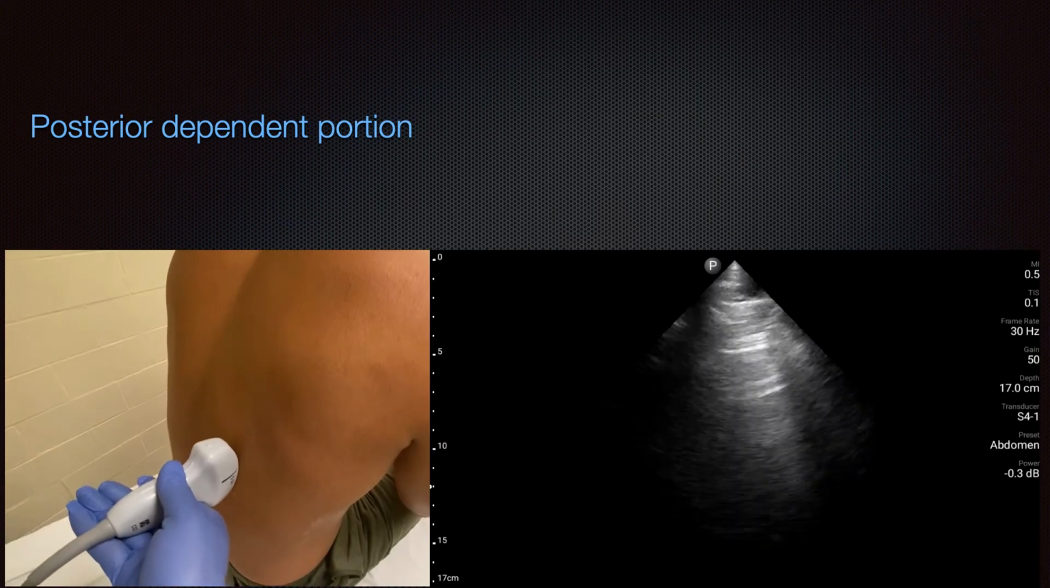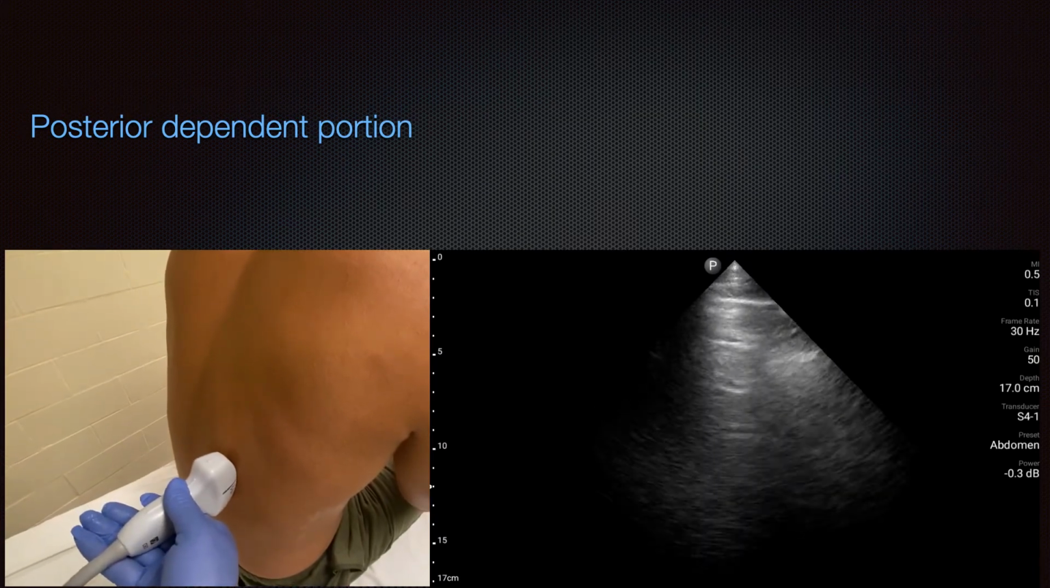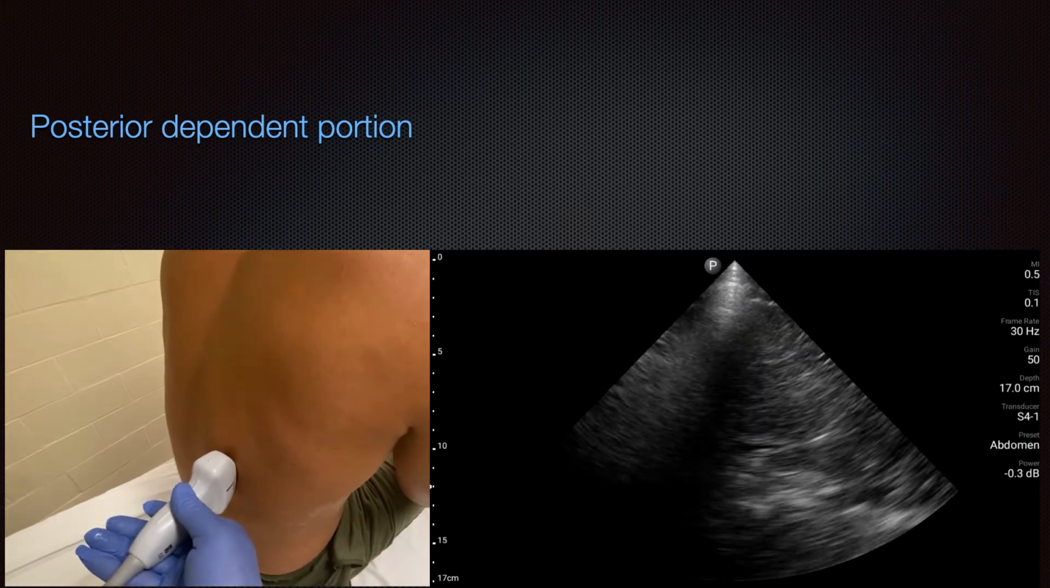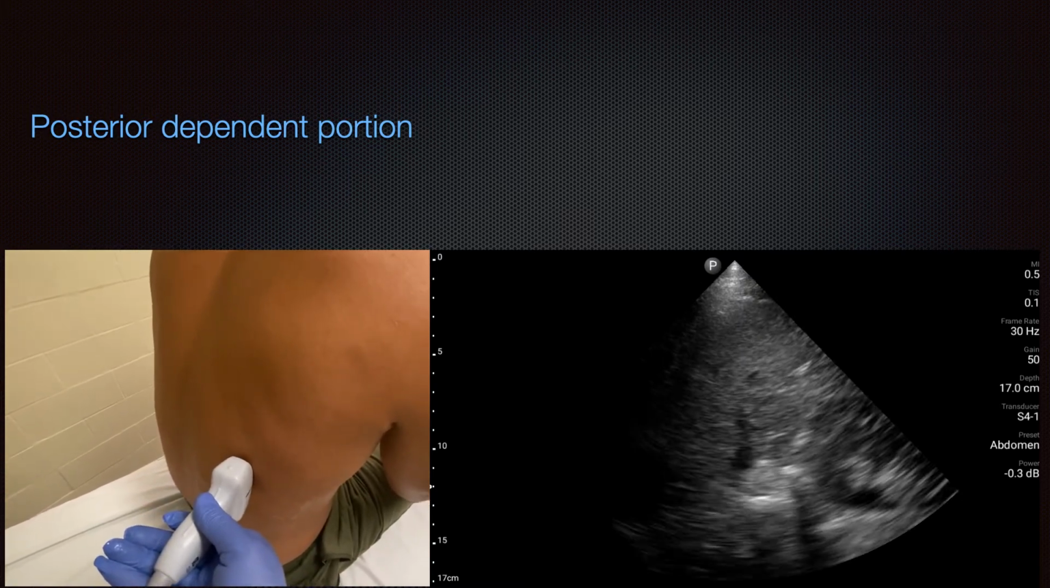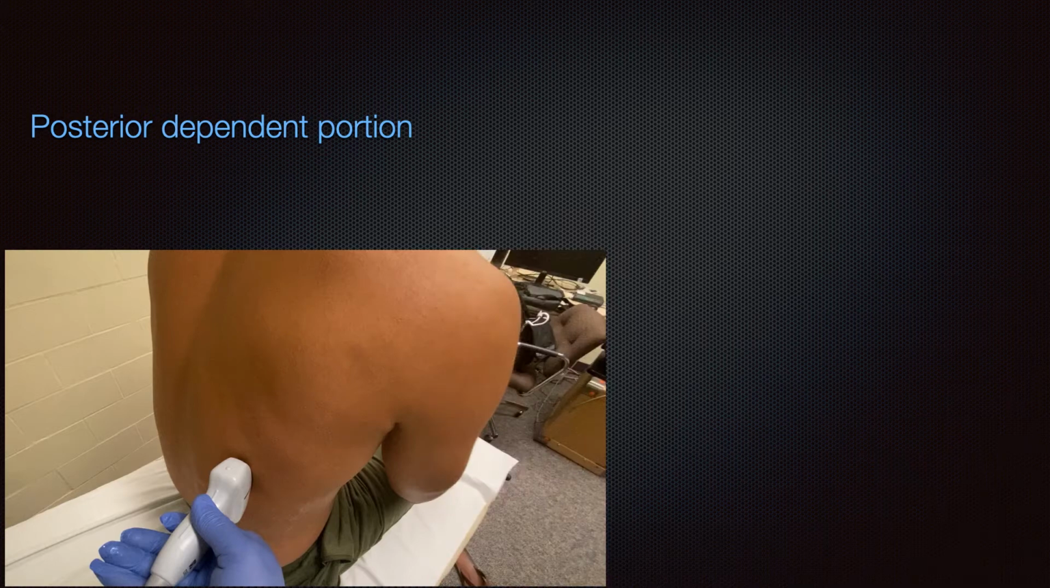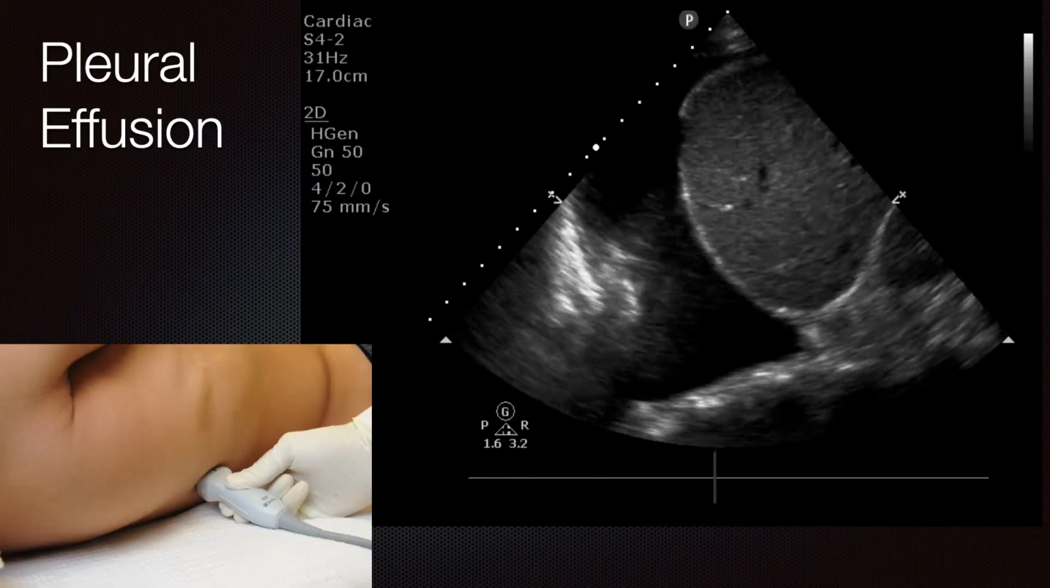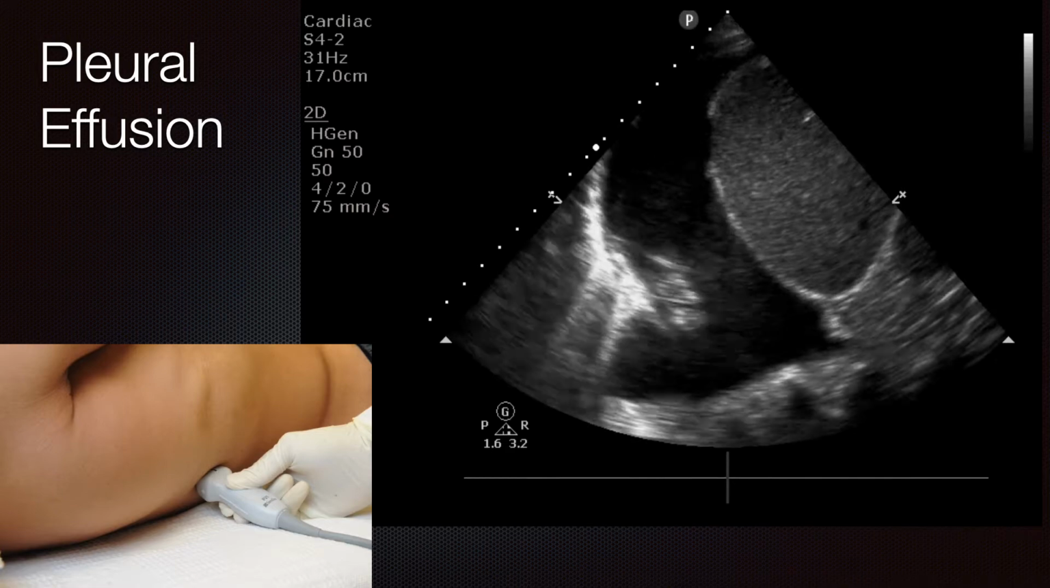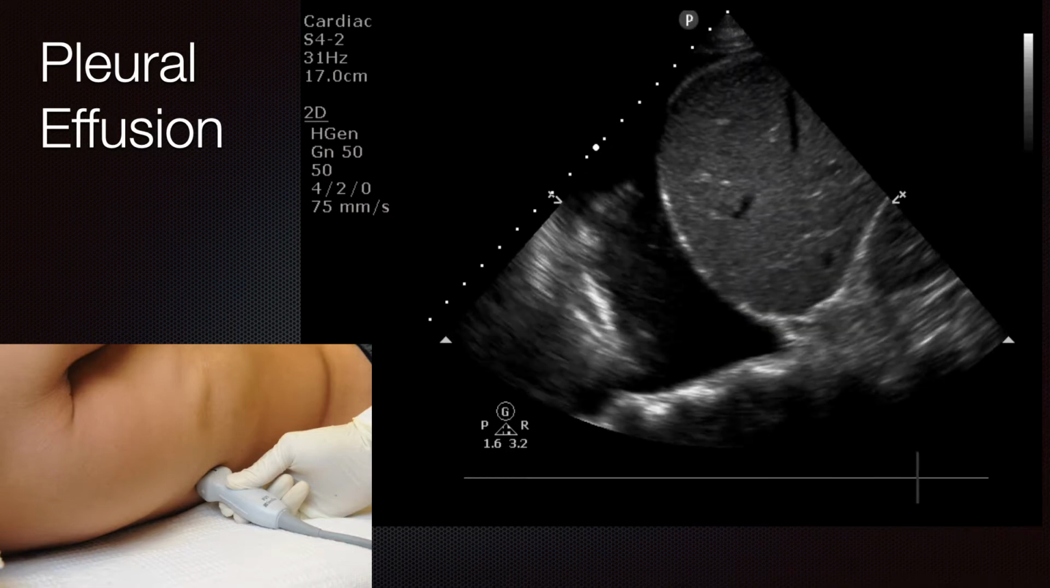If the patient's able, I like to actually image them sitting up. I usually do this after I auscultate the lungs, and you get a nice view of the posterior lung. And again, to see if there's any dependent fluid, you can see the liver here, and then the shadowing from the lung.